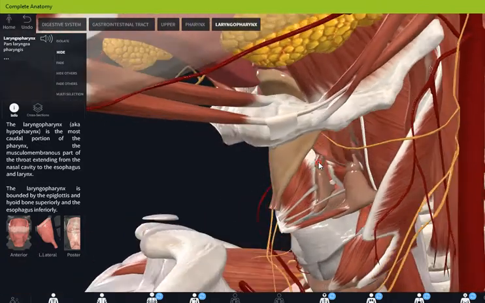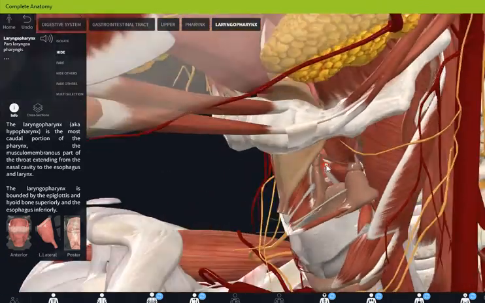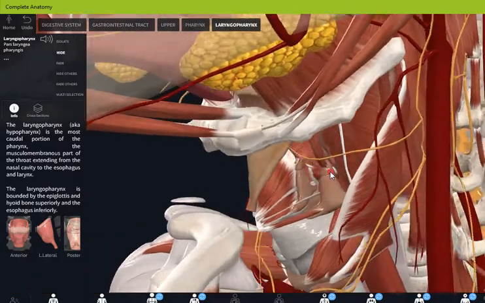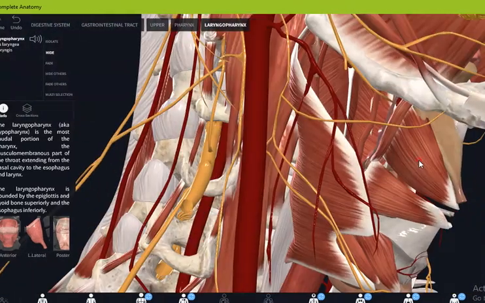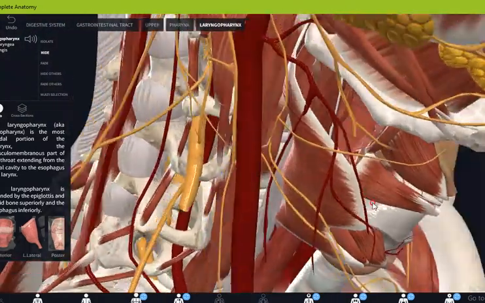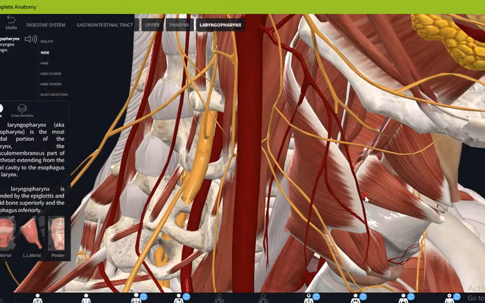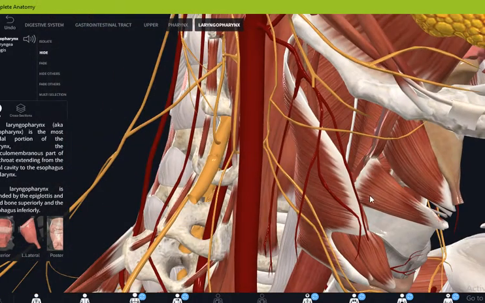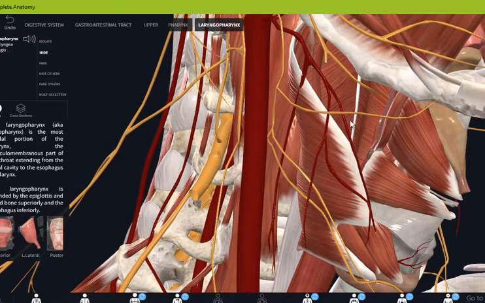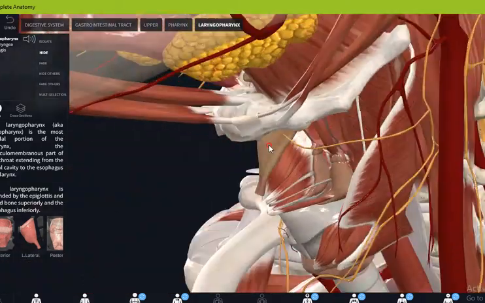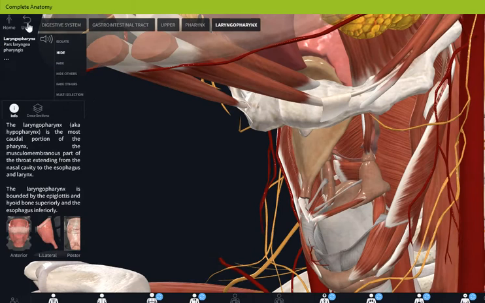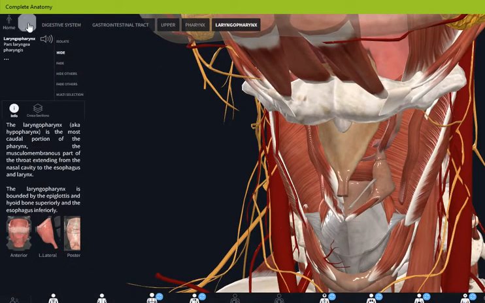Now that mucosa was showing the pharynx. You can come back to it, because when we study the pharynx, you see that mucosa is very necessary. Posteriorly to the larynx, you have the pharynx. So the larynx is here anterior, and the pharynx is here. That mucosa was the pharyngeal mucosa, so I can come back to visualize that particular pharyngeal mucosa.